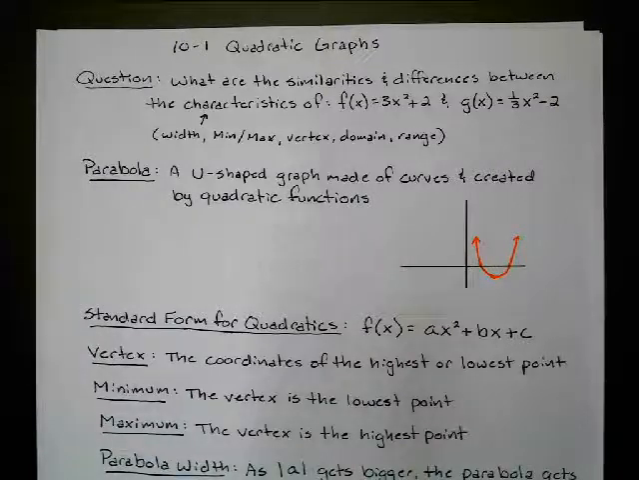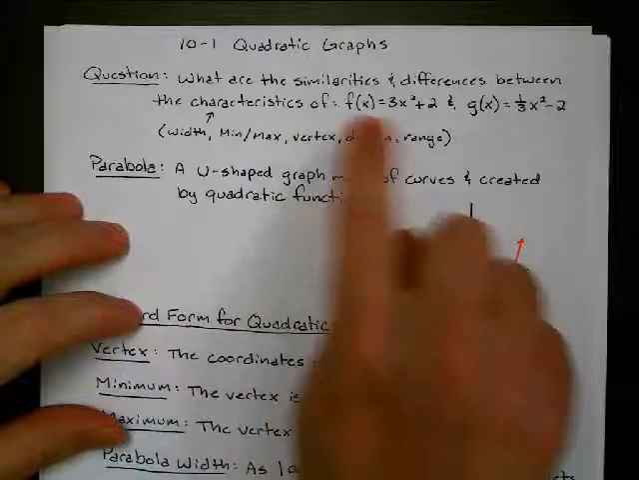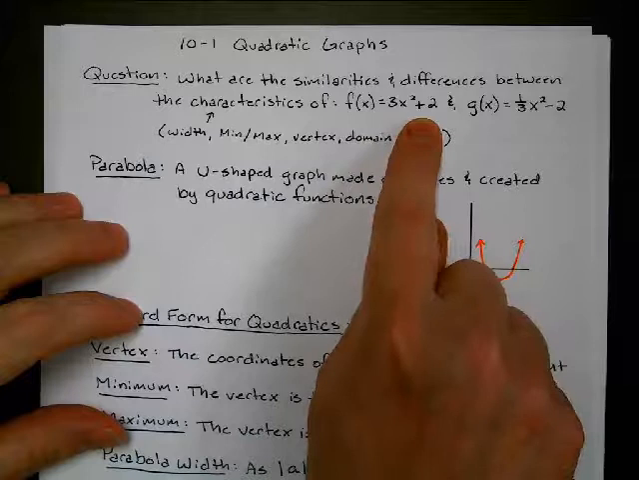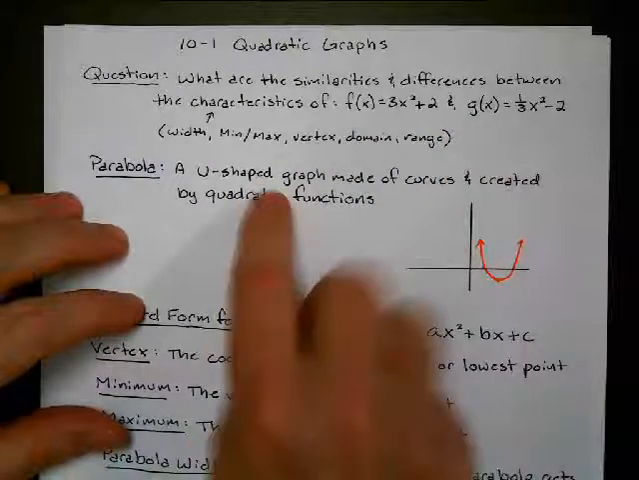All right, Math 2, here we go. We've got our first lesson in Unit 10, quadratic graphs. Our question today is, what are the similarities and differences between the characteristics of these two functions, f of x, which is 3x squared plus 2, and then g of x, which is 1/3 x squared minus 2.